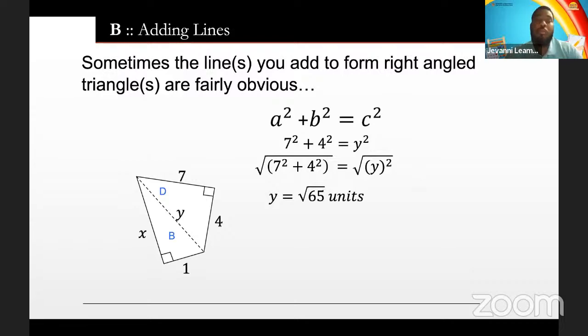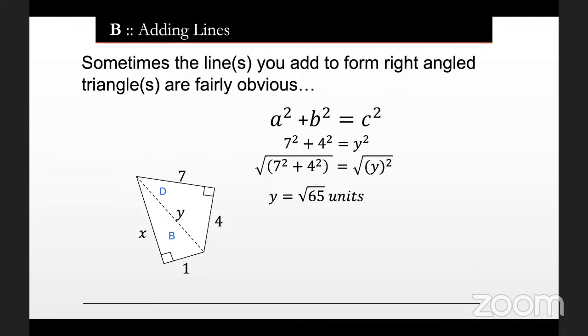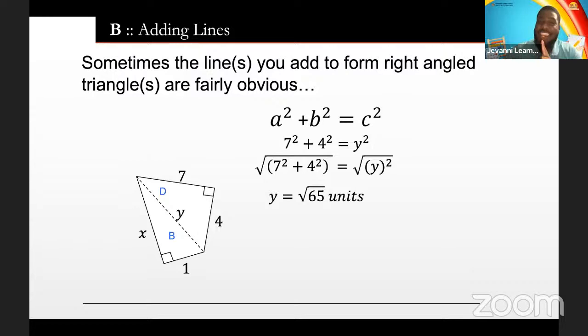But remember now that we're finding the value of y and not y squared. So this is why you see that square root sign before the 65, right? So can somebody tell me what is the square root of 65? That'll be 8 units. To the nearest whole number, give me that.